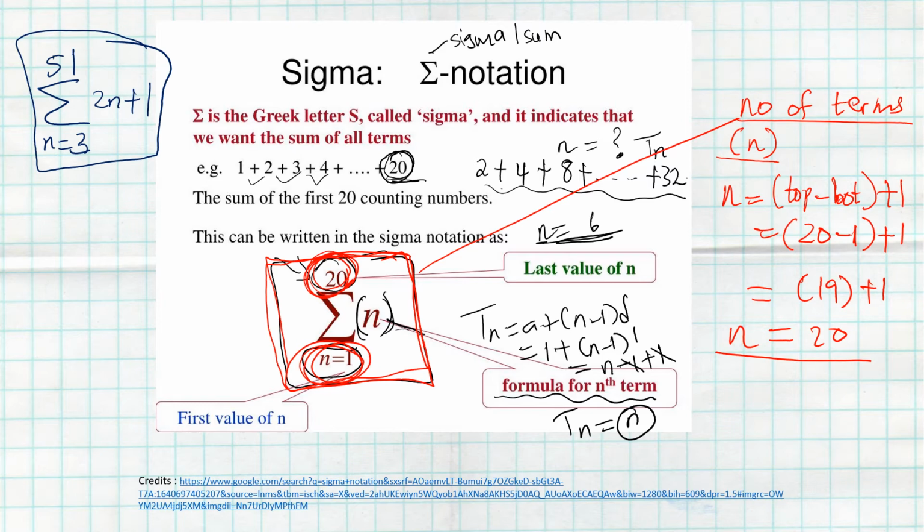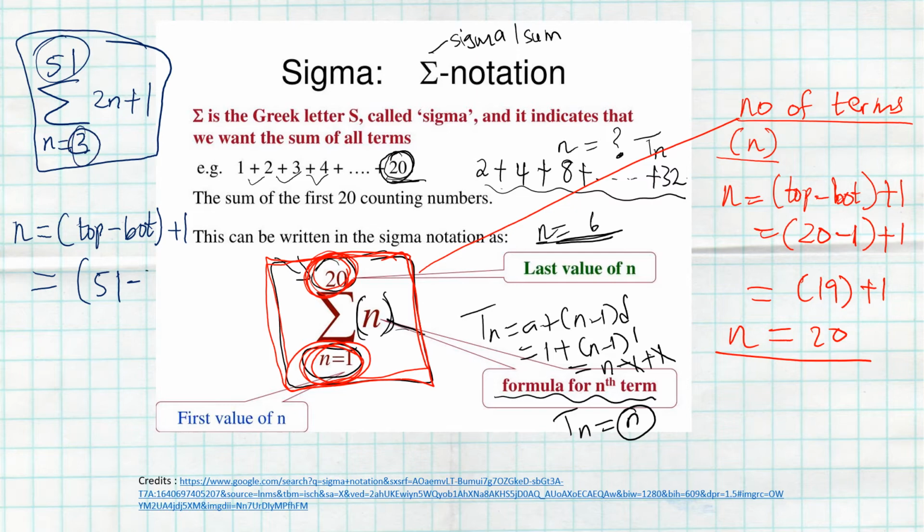So although n starts from 3 up until 51, to get our number of terms, we are going to say top minus bottom plus 1, right? So that's what you do. Your top is 51. That's the value on top there, minus the bottom.